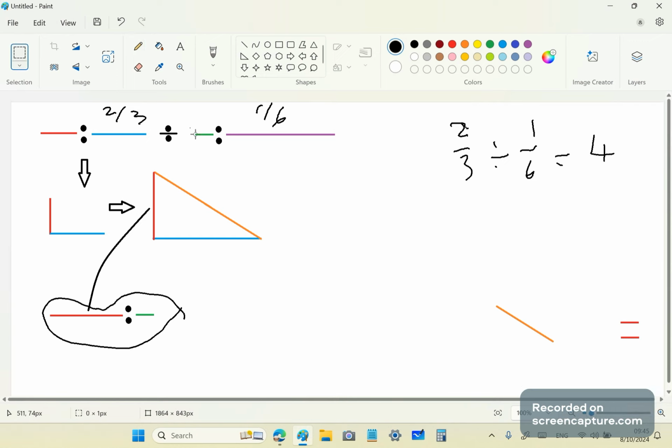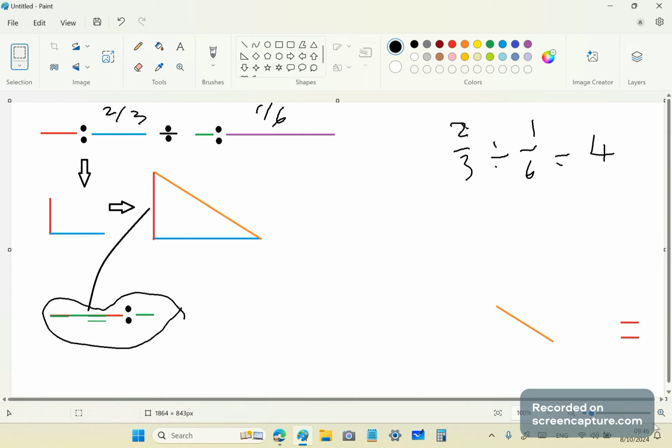Well, all I do is I take this little guy here, like that, and I measure it. 1, 2, 3, and 4. One more on top of this. You can see it's 4, right? So we know that 2/3 divided by 1/6 is 4, and I showed you how to do it without numbers.